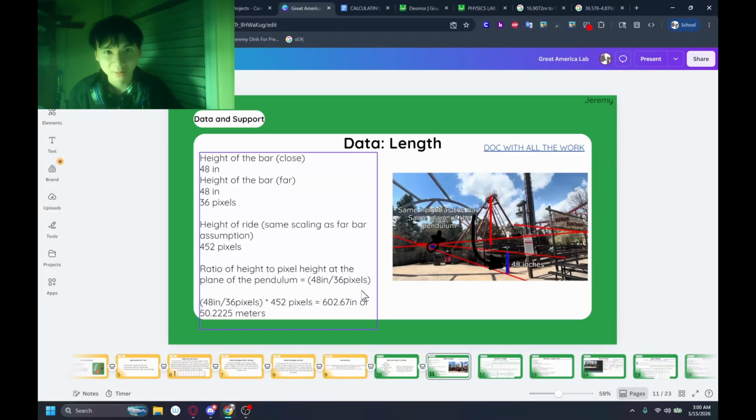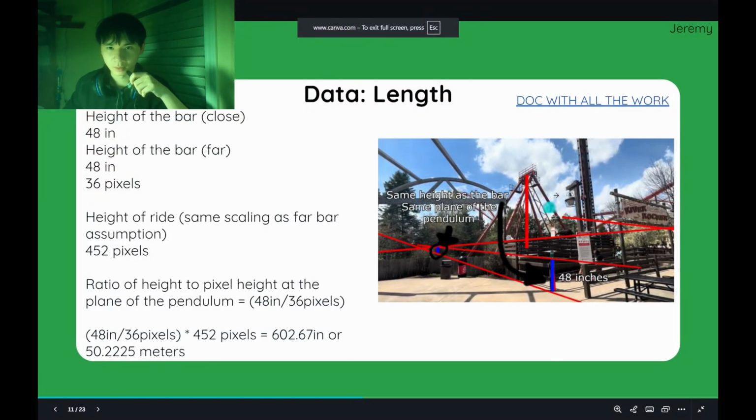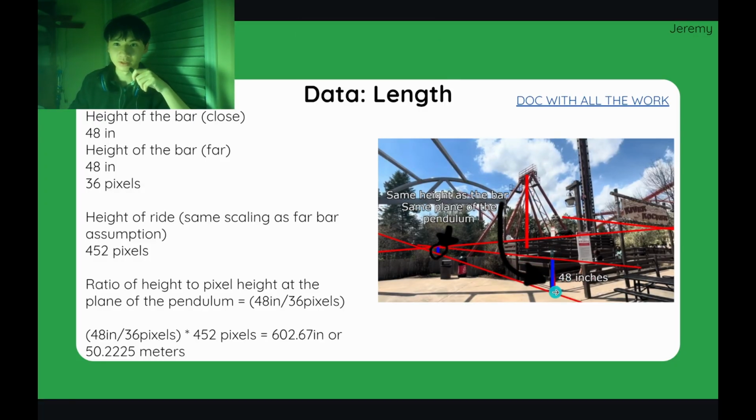For the data we collected, we used length. So what we did was try to scale the ride up here to this rod right here, which has a known length of 48 inches on the website. So we try to scale it by using this perspective and trying to have it in line with this plane right here to get this bar in line.